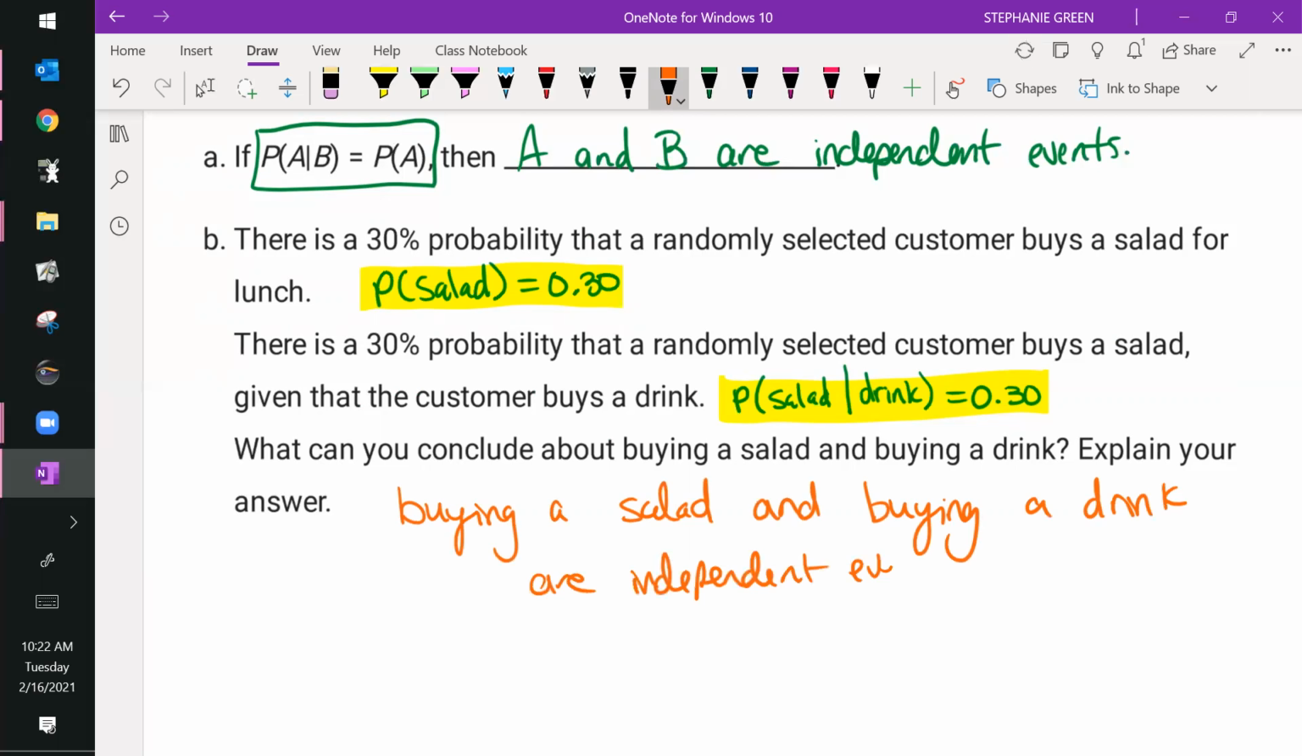And it says to explain. So I'll write P(A given B) is equal to P(A).